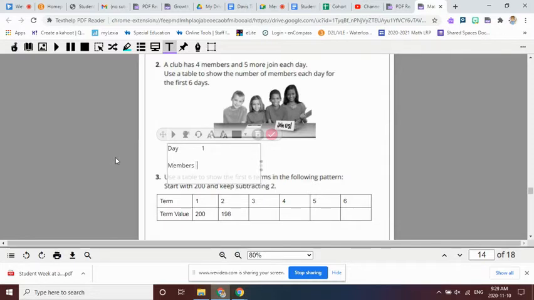On day 1, the club had 4 members. So there were 4 members and 5 join each day. So we're starting at 4, 5 more join each day. So on day 2, we are going to have 5 more. So 4 plus 5 will get us to 9. On day 3, we're going to have 5 more, which will get us to 14. Okay, it's asking you to figure out how many members there will be after 6 days. So you can finish that up.